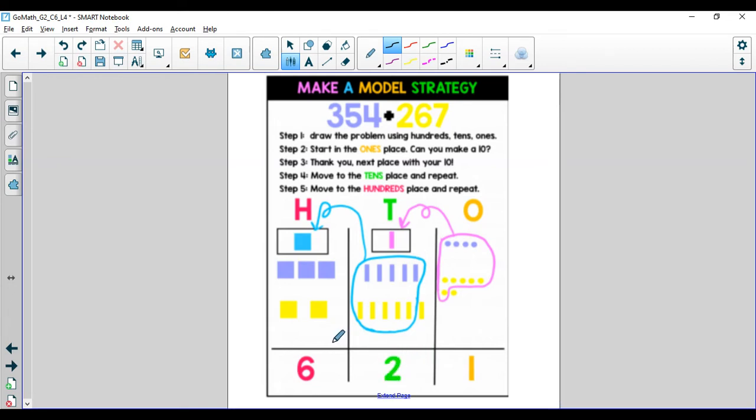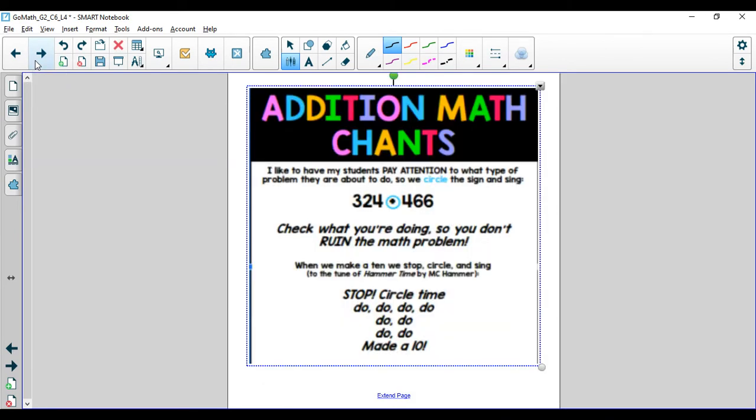And then we come to our hundreds and repeat our process. 1, 2, 3, 4, 5, 6. So I can write my 6 down here to get the total of 621. So now it's our turn to practice.